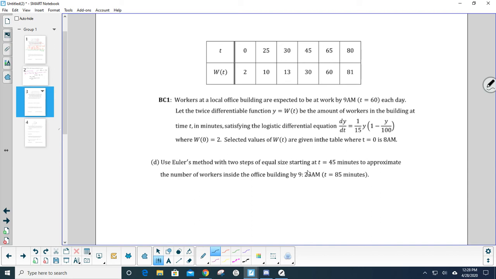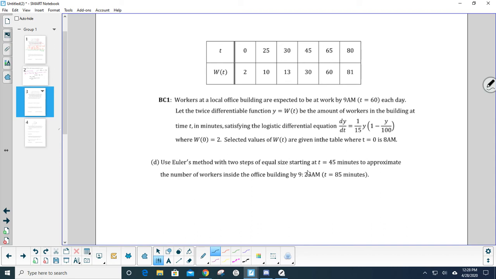Just so you know, Part C was worth 3 points. Part C was a left Riemann sum was a point, approximation was a point, and the meaning in context. So make sure that when you're talking about the meaning in context for Part C, that 1/45 integral means the average number of workers in the building from t equals 0 to t equals 45 is about 6 and 5/9 workers. Can you run over the Euler's method stuff real quick?